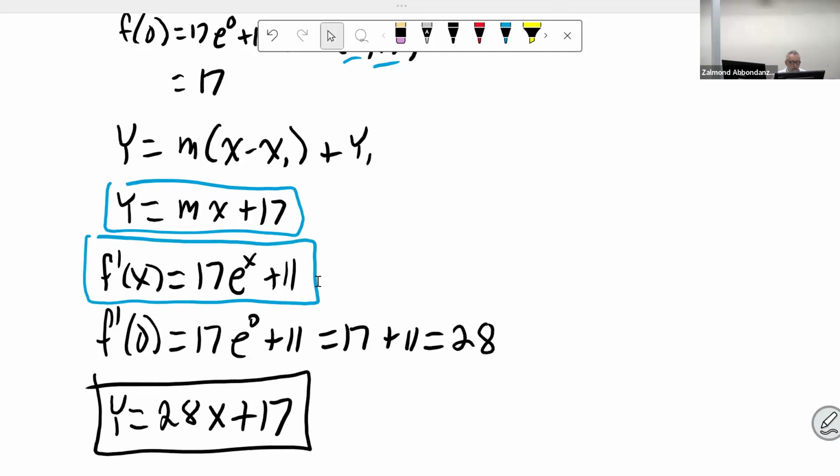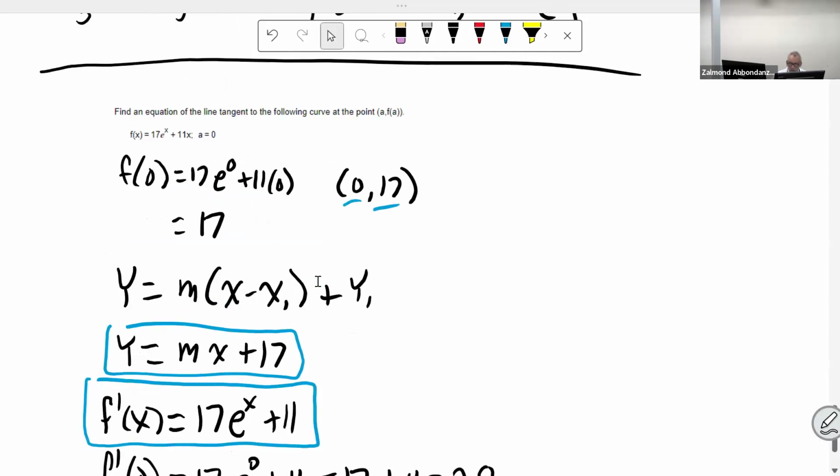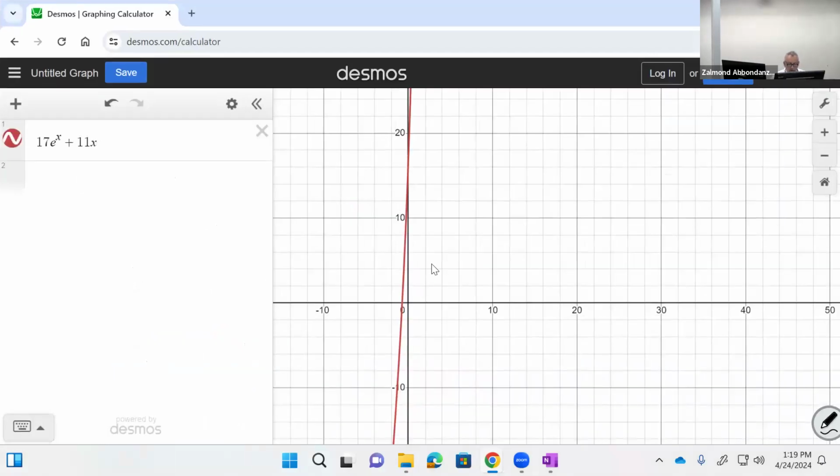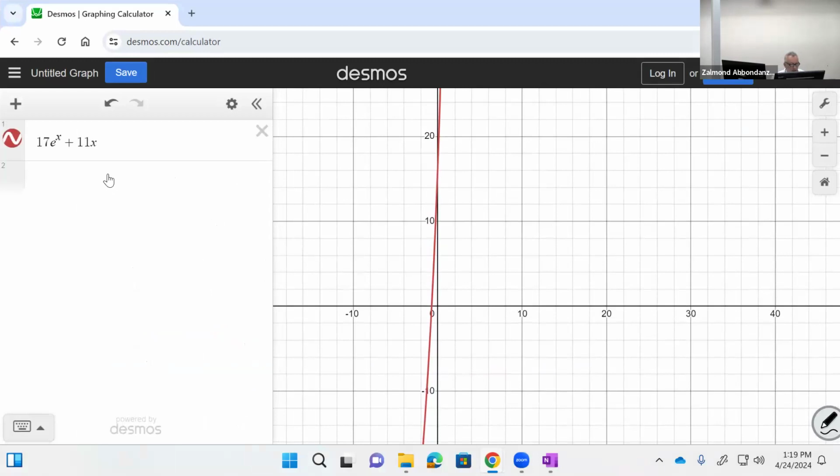So let me see. Our function is 17e^x + 11x. I'm using Desmos here, and there's the graph. We're looking for the slope at a point on this graph. Ultimately we're looking for the equation of the tangent line, and the line is going to be tangent at 0, right here where x is 0, wherever that is.